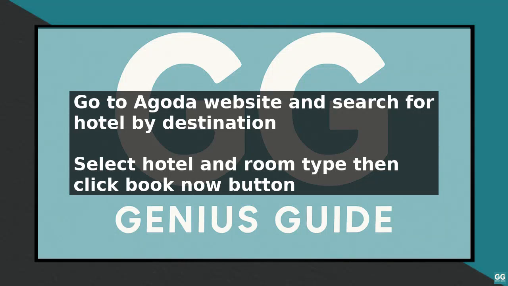To book a hotel on Agoda using a credit card in 2025, follow these steps. First, go to the Agoda website and search for your desired hotel by entering your destination and travel dates. Select your hotel and room type, and then click on the Book Now button.